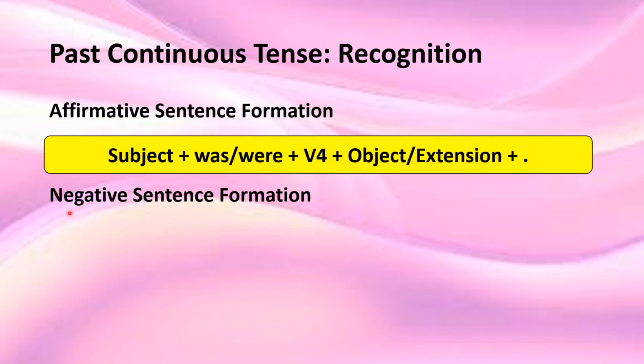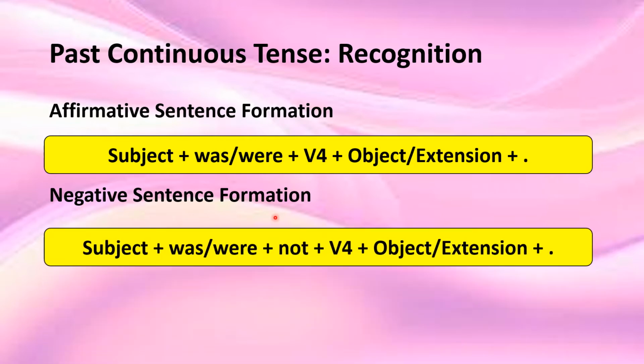Let me now tell you about the negative sentence formation of past continuous tense. The subject is written in the start of the sentence, and after that, you mention your auxiliary verb. It may be was or were. And remember that in your negative sentence, after the auxiliary verb, you mention not. Then you mention the form of the verb and object or extension along with the full stop.